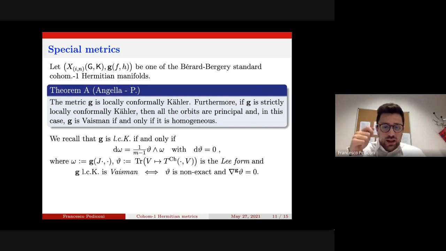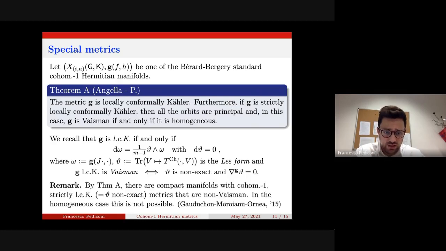And a metric which is locally conformally Kähler is said to be strictly locally conformally Kähler when the metric is not globally conformally Kähler. Okay, so being strictly locally conformally Kähler is equivalent to asking that the Lee form, which is closed, is non-exact. And in this case, if the metric is strictly locally conformally Kähler, it is Weissman if and only if the Lee form, which is the trace of the torsion, is parallel with respect to the Levi-Civita connection. Okay, so in this setting, all of the metrics are locally conformally Kähler, and moreover, strictly Weissman metrics appear just in those manifolds which don't have singular orbits.